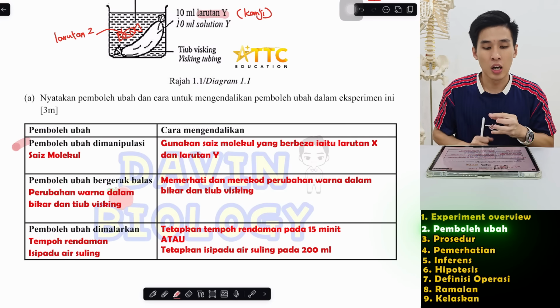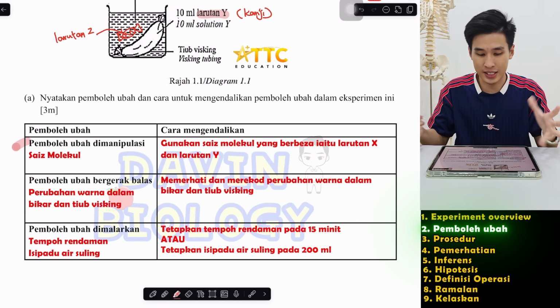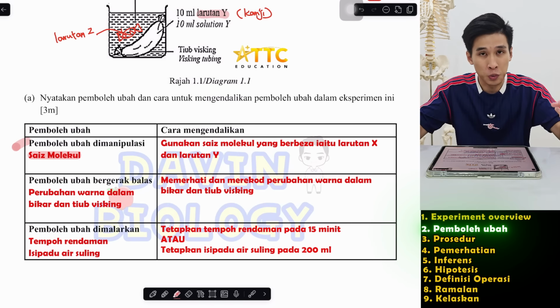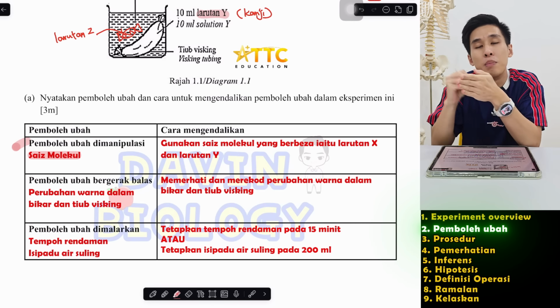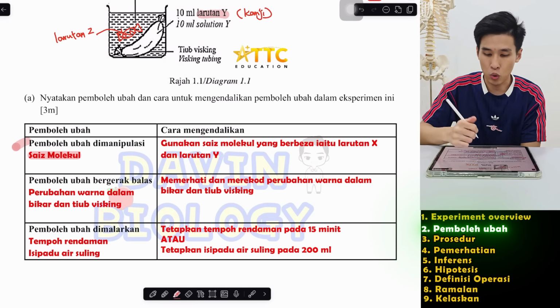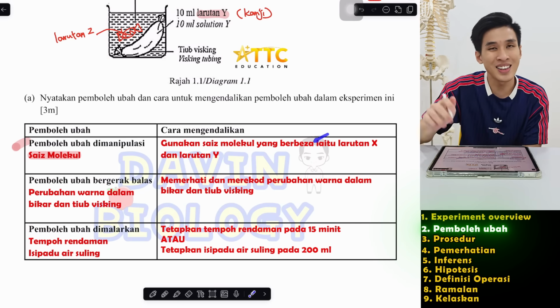So in this experiment, what is the Pemboleh Ubah dimanipulasi is size molecule. Because I'm using different size of molecule in this experiment to see which one can merentasi the Tiub Visking punya membrane. So that's your Pemboleh Ubah dimanipulasi. For cara mengawal later first.